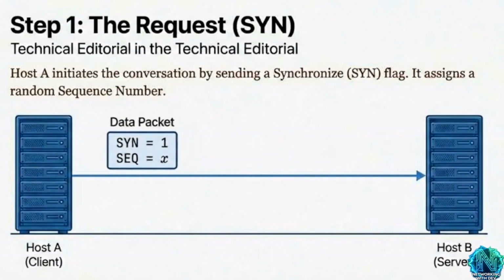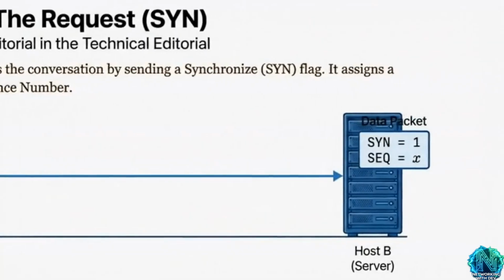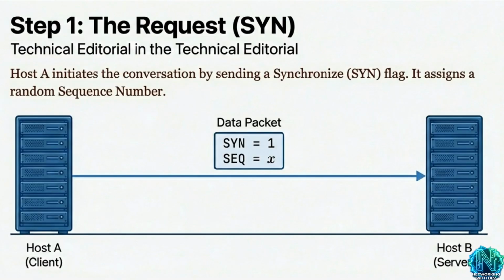This formal introduction process is known as the 3-way handshake. Now, let's break down that handshake into its 3 specific steps, starting with step 1, the request, SYN. The entire conversation begins with host A, the client, reaching out to host B. To initiate this, host A sends a specialized data packet containing a synchronize (SYN) flag.